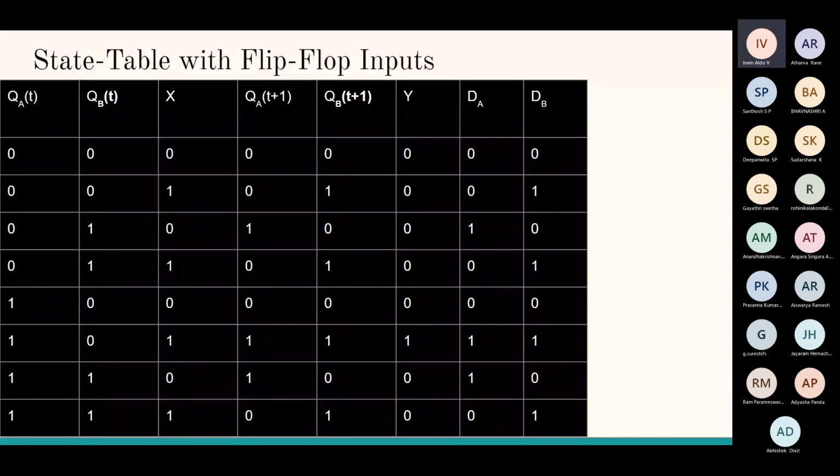Now, using K-maps, we will be finding expressions for Y, DA, and DB in terms of QA of t, QB of t, and X. In sequential circuits, the output values are functions of the present state values and the input. Similarly, we are going to do that.